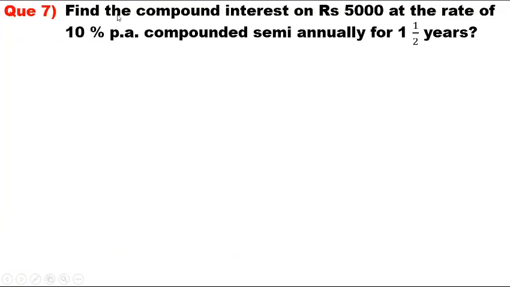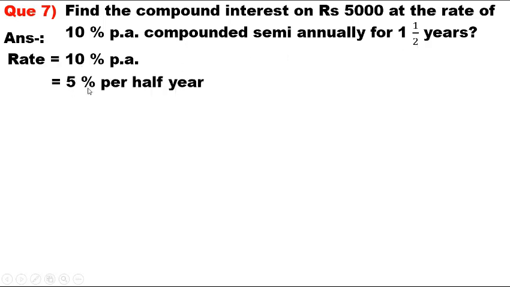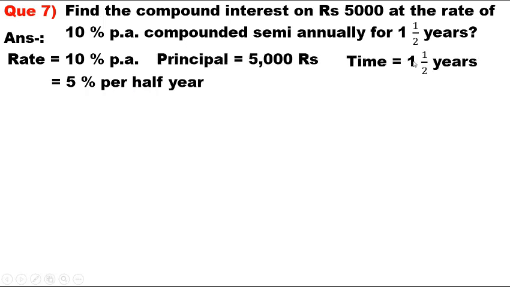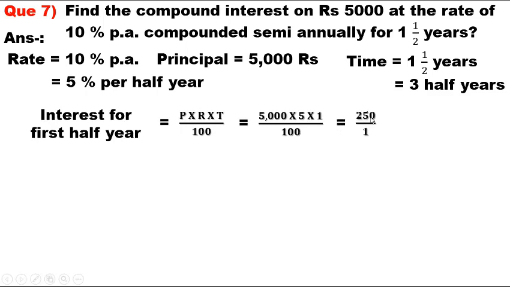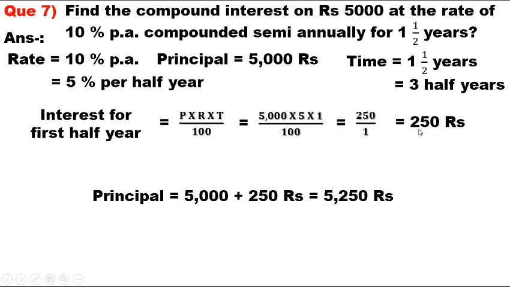Question 7. Find the compound interest on 5,000 rupees at the rate of 10% per annum compounded semi-annually for 1.5 years. Answer. Rate is equal to 10% per annum, which is 5% per half year. Principal is equal to 5,000 rupees and time is equal to 1.5 years, which is 3 half years. Interest for the first half year is equal to P into R into T divided by 100, which is 5,000 into 5 into 1 divided by 100, equal to 250 divided by 1, equal to 250.